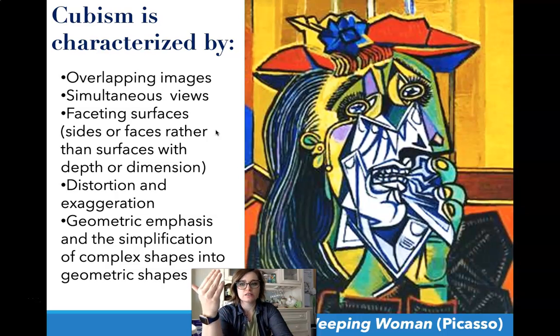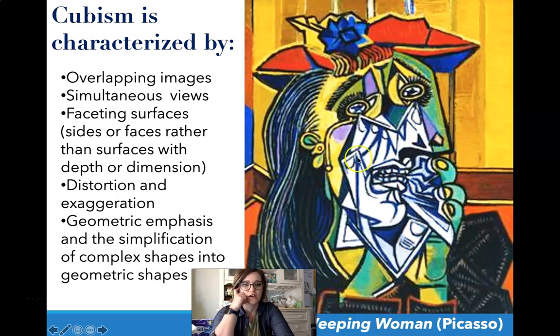Faceting surfaces, so sides are faces rather than surfaces with dimensions. So lots of two-dimensional faceted shapes. It's distorted and exaggerated, right? I don't even know where to begin with this particular one, but the anguish of this weeping woman is very clear from the angularity of the shapes that are juxtaposed with her hair, the angularity of what I'm assuming is a tissue, maybe, I don't know.